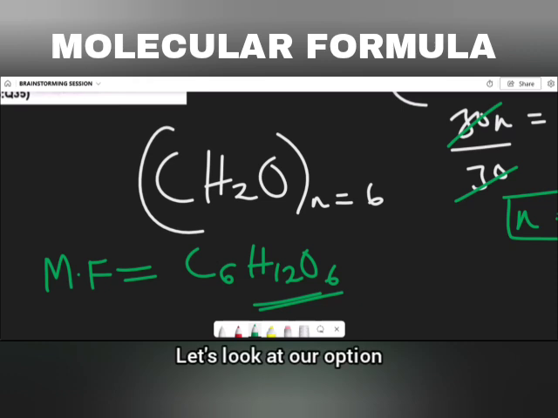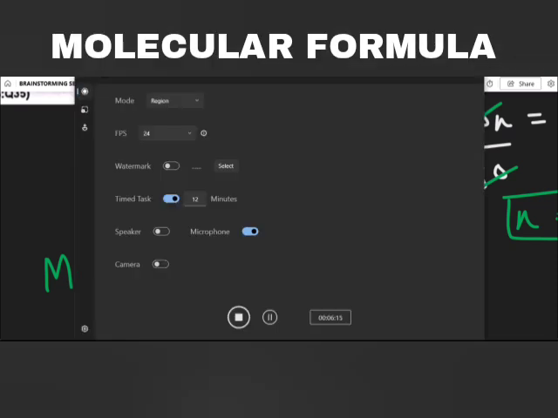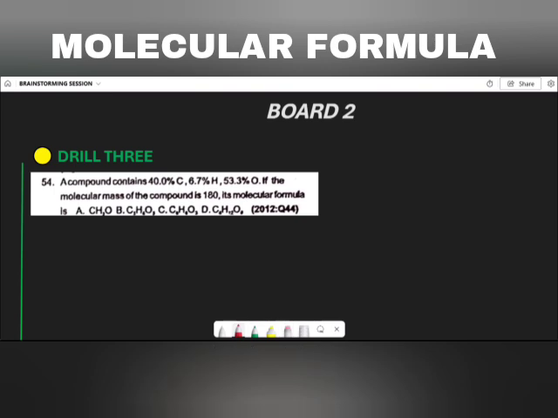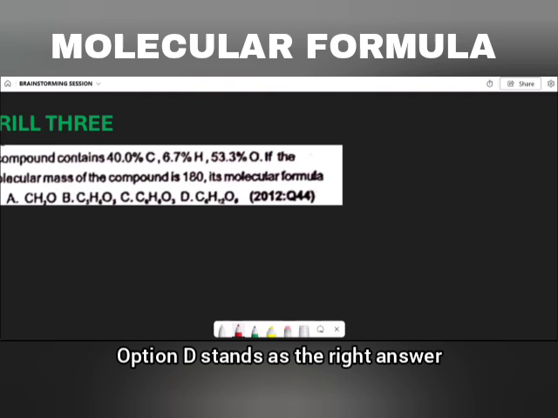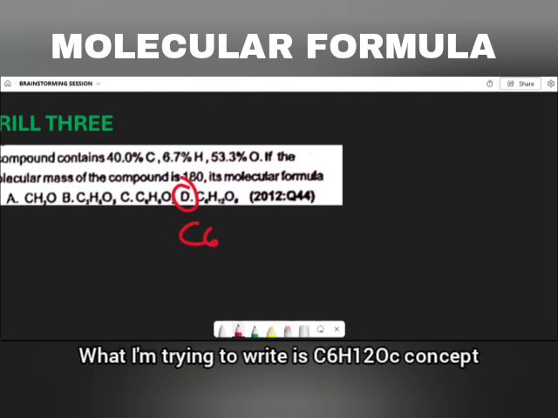Let's look at our options, whether we have the right answer. So coming down to our options, the right answer stands as option D. Option D stands as the right answer, even though it's a bit blurred. What I'm trying to write is C6H12O6.